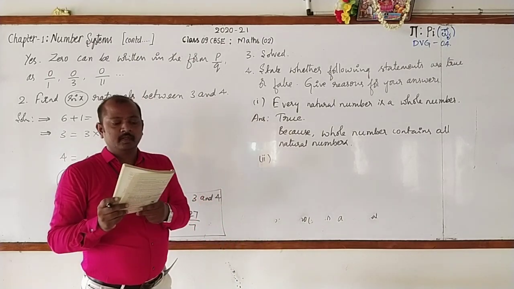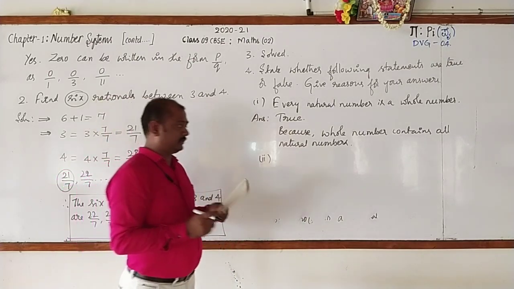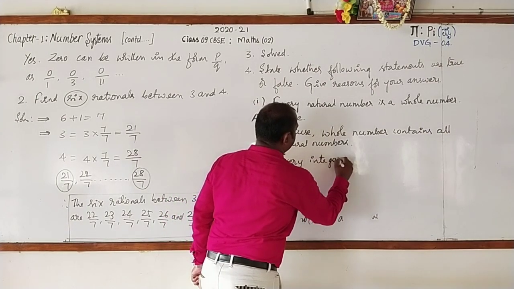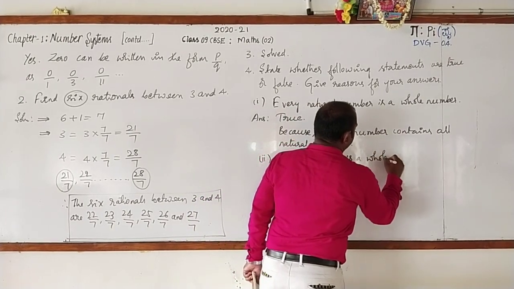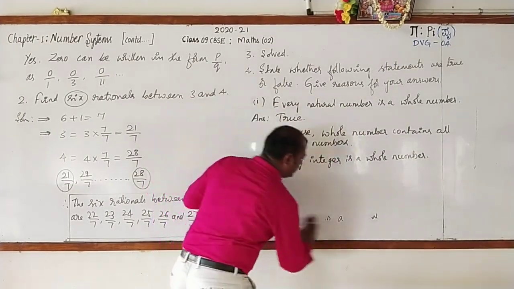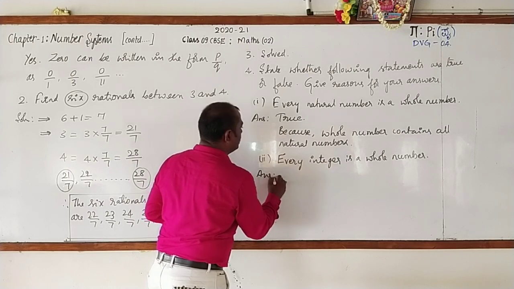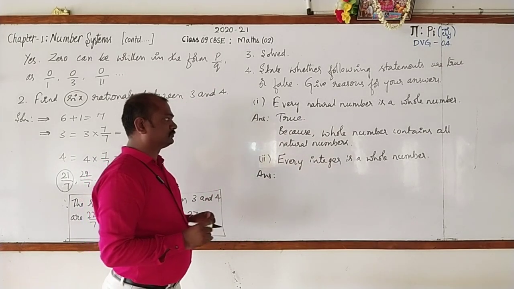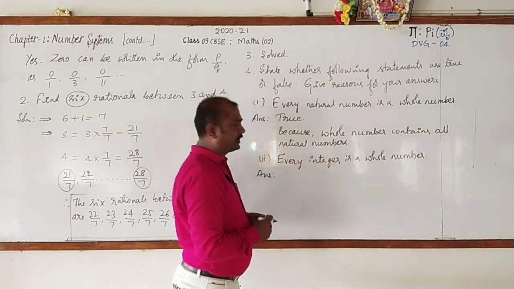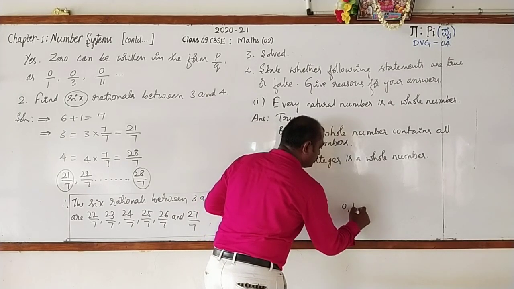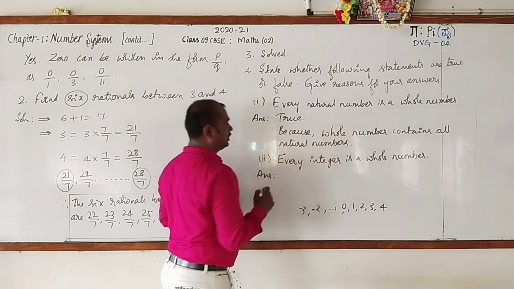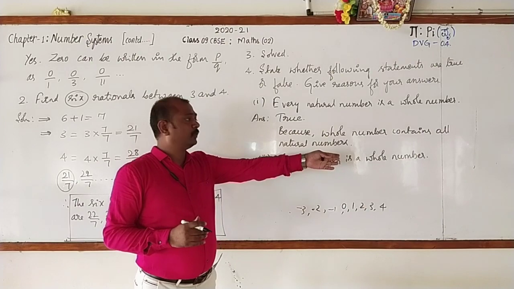The second one is every integer is a whole number. Copy this. Every integer is a whole number. Let us go for answering this. Just as we have already learnt about integers, I go for taking some of the examples. Here, observe them: 0, 1, 2, 3, 4 and so on, and -1, -2, -3 and so on. Every integer is a whole number.